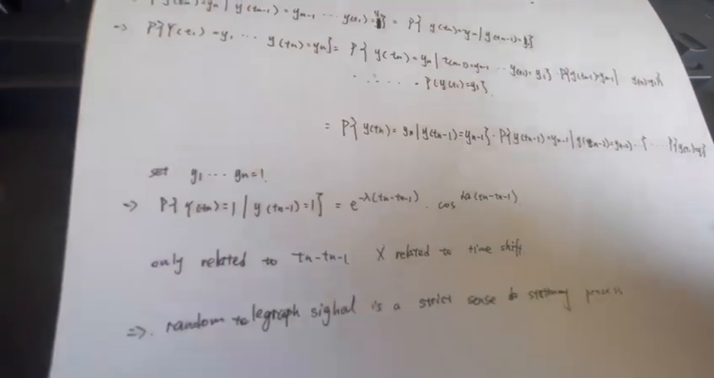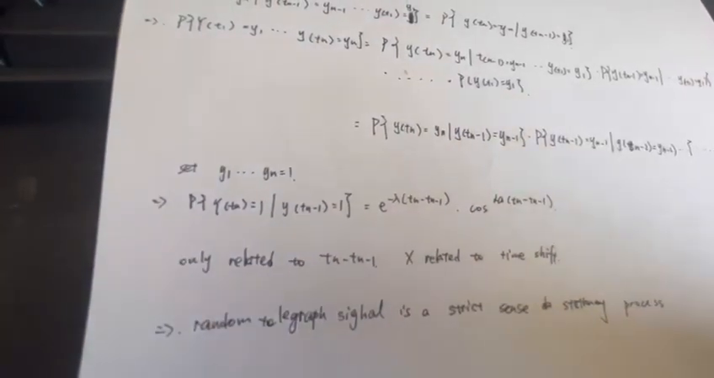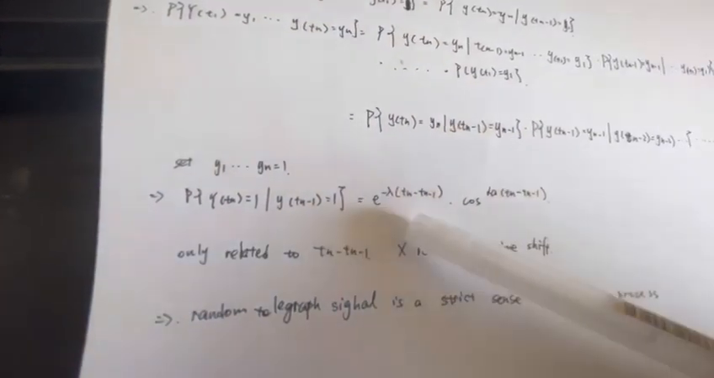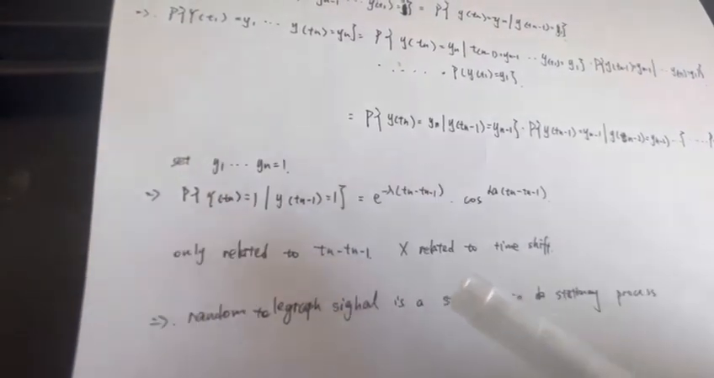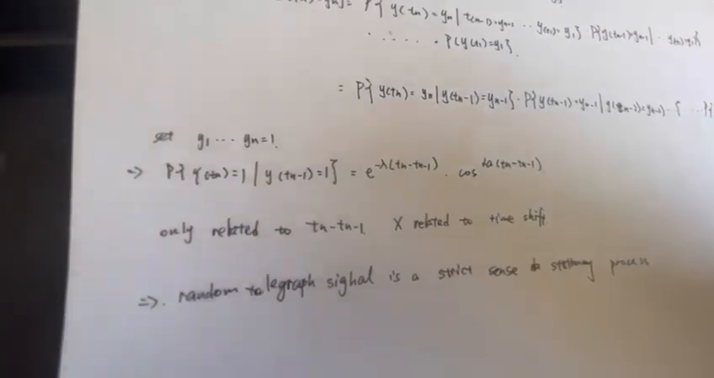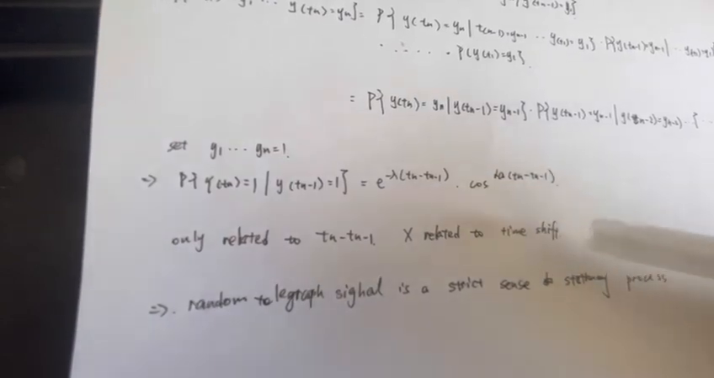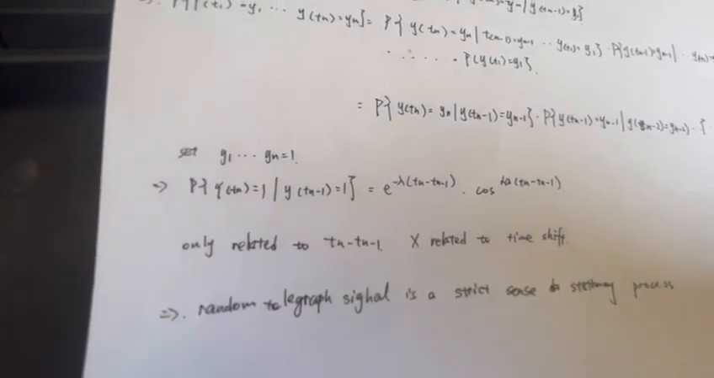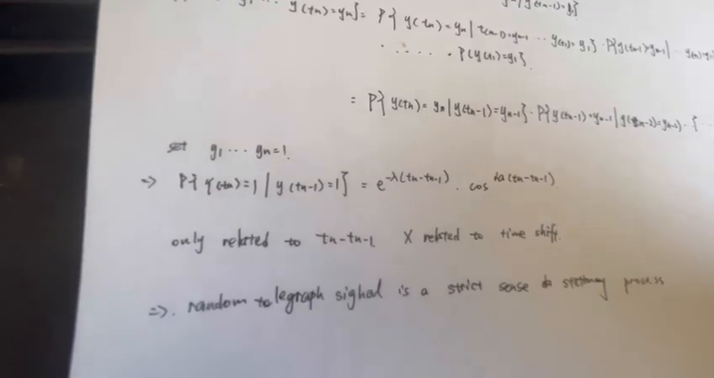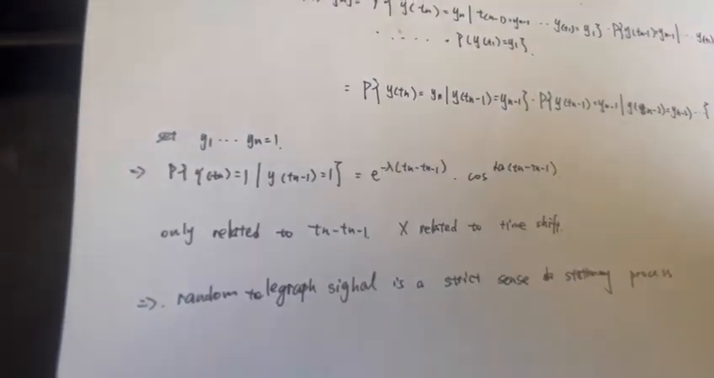By observing this form right here, we can notice that this equation is only related to tn minus 1, so it is not related to the time shift. Since we get this conclusion, we can get that the random telegraph signal is a strict sense stationary process. Thanks for watching.